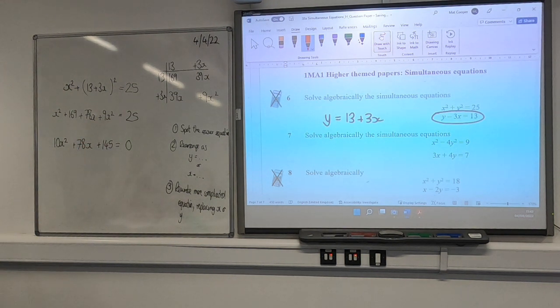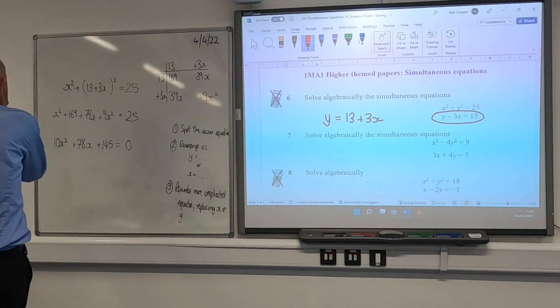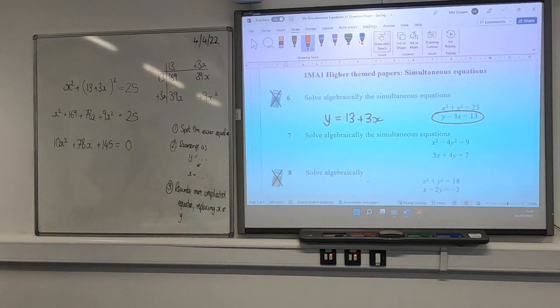Where did you get the equals 25 bit from? That was included in the original equation. Yeah. Oh, I hope this was going to simplify a bit nicer than that.